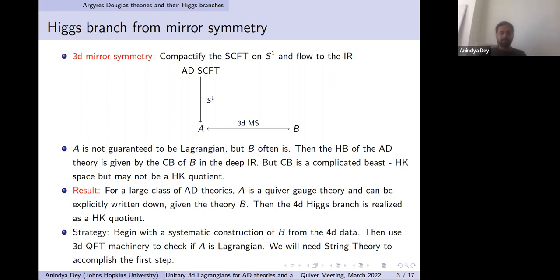So the strategy that I'm going to take is that I'll begin with a systematic construction of this theory B using the 4D data. And then I'll use some 3D QFT machinery to check if A can be Lagrangian and to figure out the exact quiver for A in cases that it's possible. So to accomplish the first step, I'll need to use string theory. So this is something that I'm going to describe next.